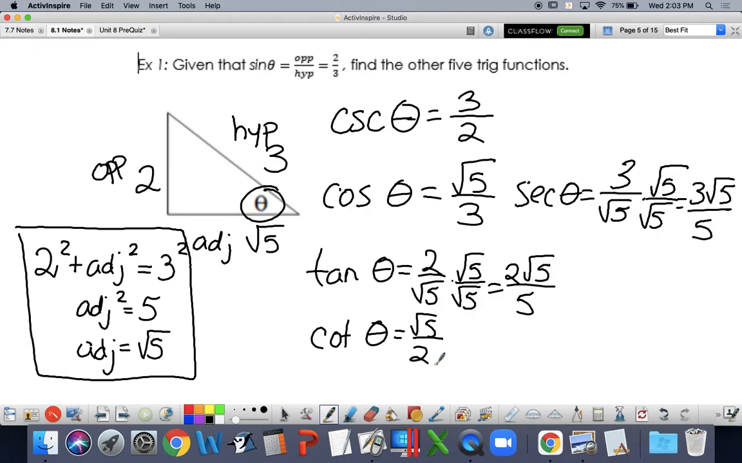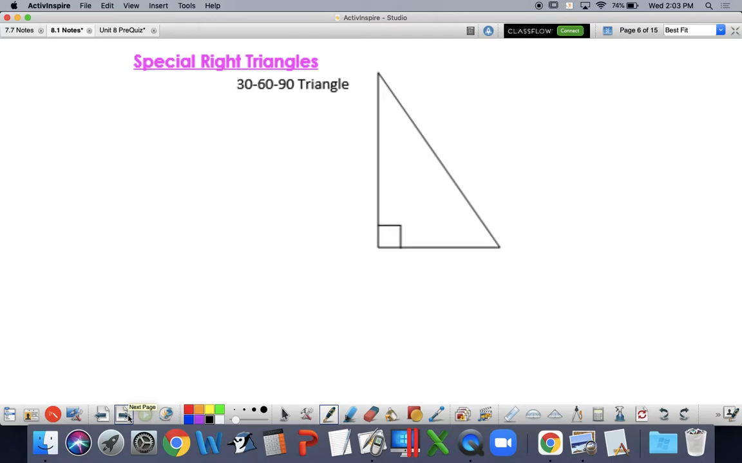Questions? Probably the first thing I'll ask you to do on your homework is just give me the 6 trig identities for a particular triangle. All right, let's talk special right triangles. They are special. There are some of these special angles that we will talk about quite a lot as we go through this unit. So our first one is a 30, 60, 90 triangle.